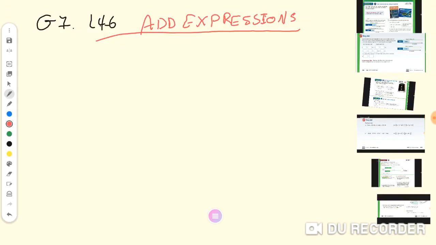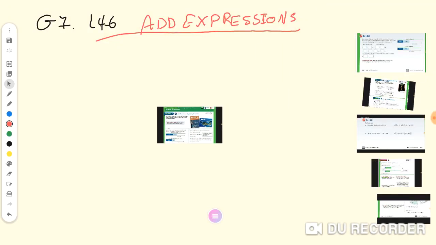Today we will discuss how to add expressions. Actually, it's a repeated lesson because we dealt with the same thing before. But the new part here is how to convert story problems to expressions and then add them. Okay? Let's start with the first example in your book.